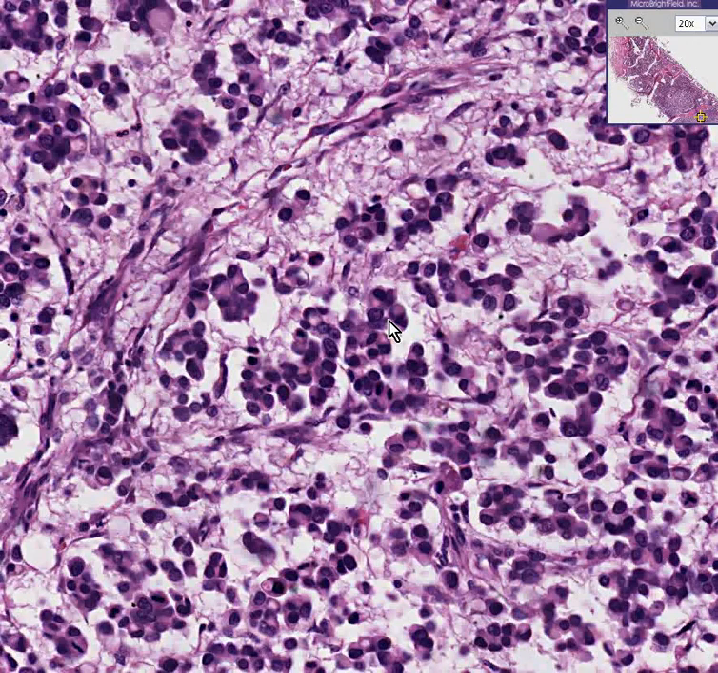This is metastatic, poorly differentiated adenocarcinoma replacing bone, and there's no reason to beat this case any further.